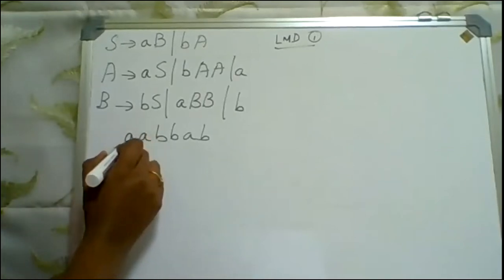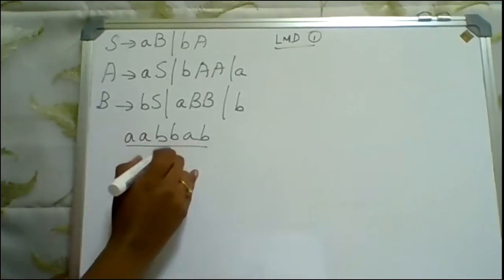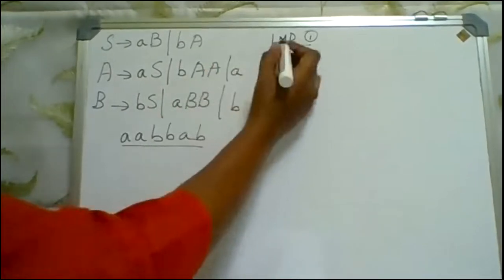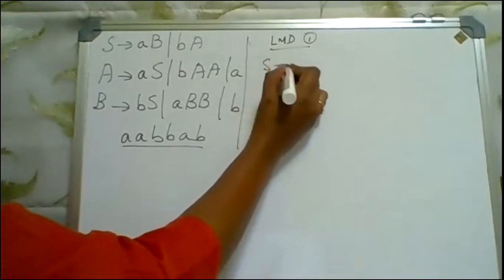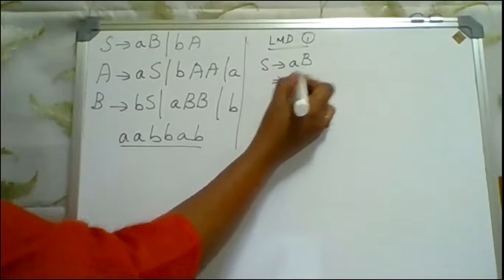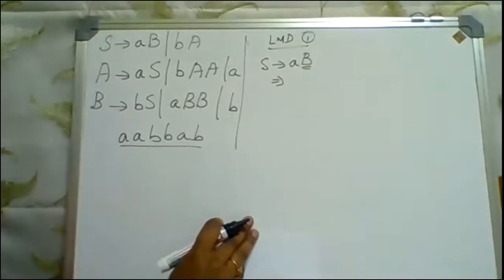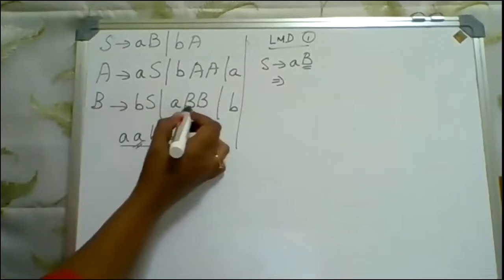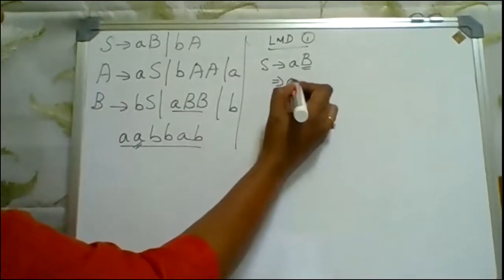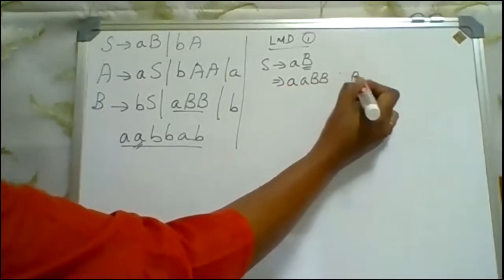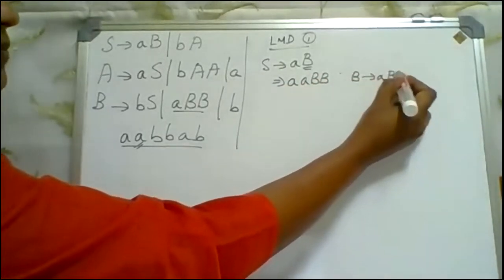Let us obtain the string AABBAB by applying LMD twice. So first, let us start with S deriving AB. Now, in the next step, B should be replaced with any of the variables. Since the second symbol is A, B should be replaced with the production ABB, where B is replaced with ABB.